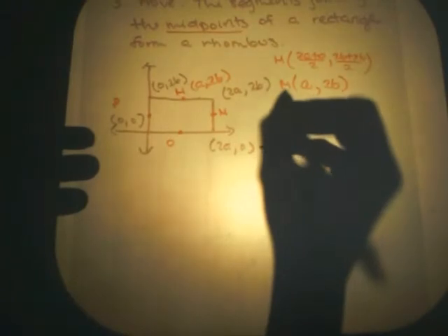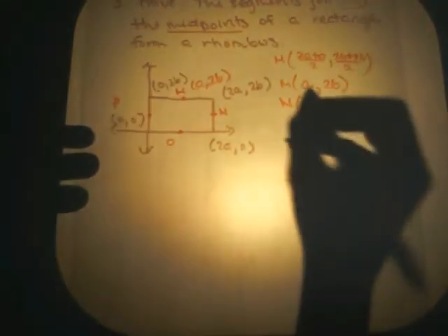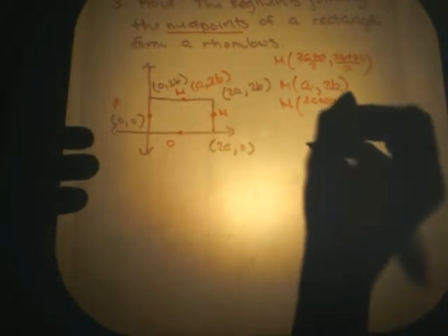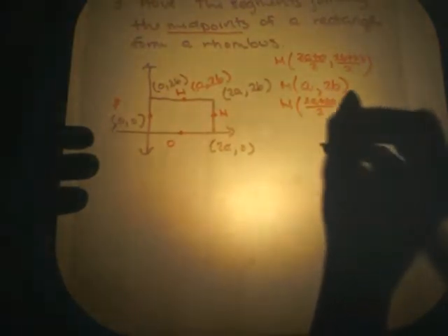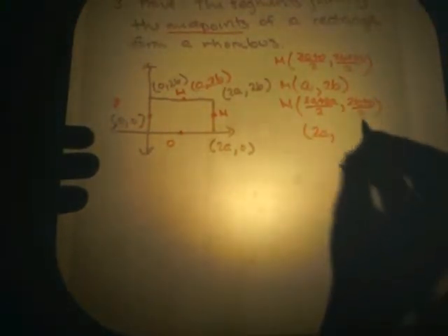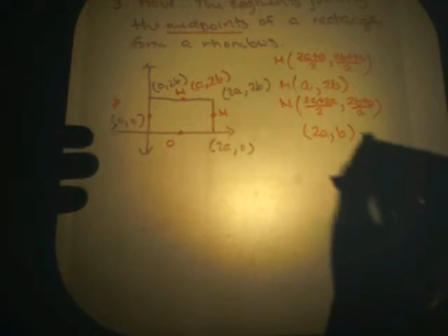So we're going to go to N and say N is equal to x plus x, 2a plus 2a over 2, y plus y, 2b plus 0 over 2, which gives us a result of 4a over 2. 4a over 2 is 2a, and 2b over 2, which is just b. So this is 2a, b for N.